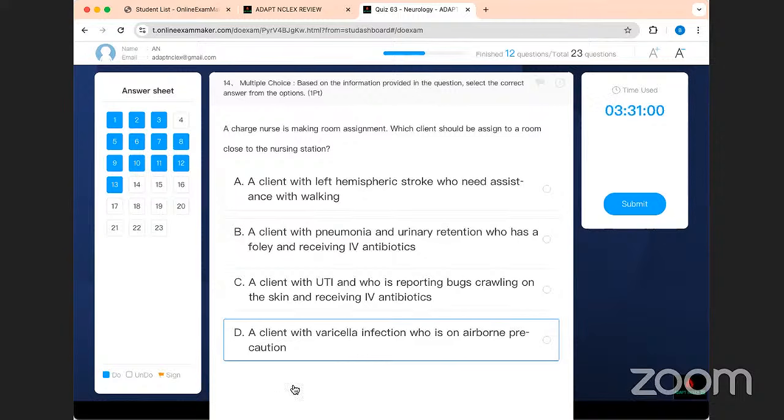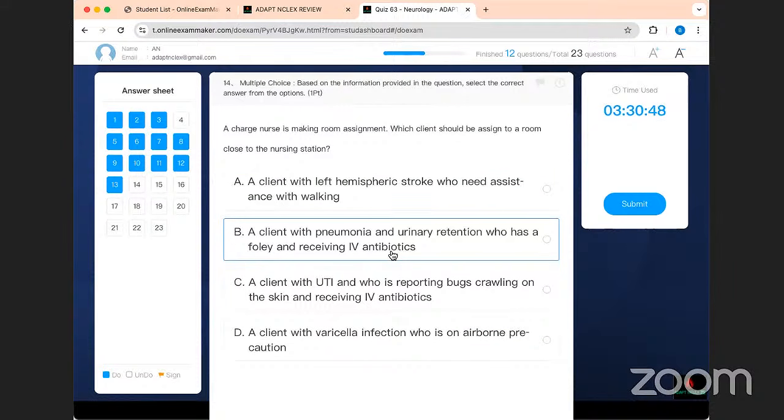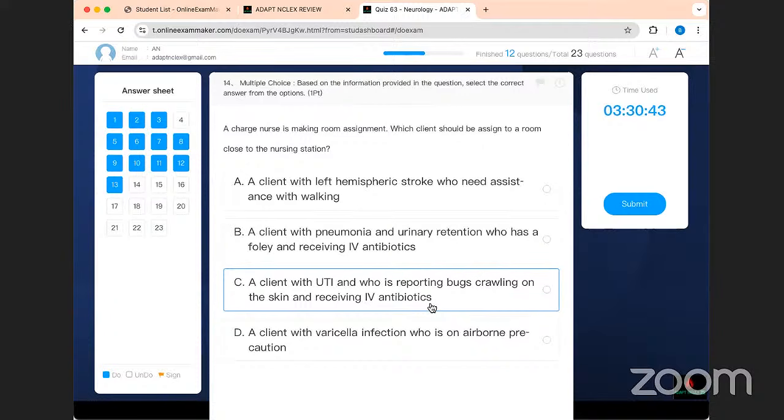Airborne precaution does not guarantee you a room near the nursing station. We want you to stay far away from us, right? You had a stroke, or you have urinary retention, you're getting antibiotic, you have a UTI, you're reporting bugs crawling on your skin. Which of these would you think we need to see first, or need to send to the nursing station? This is a very good question to make you think, and it's easy to get trapped.